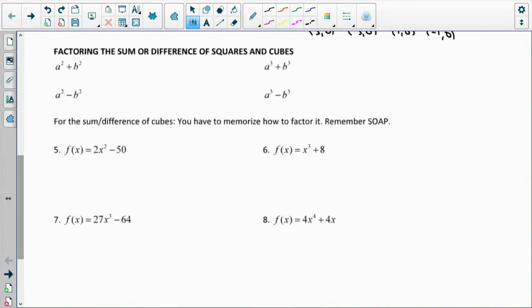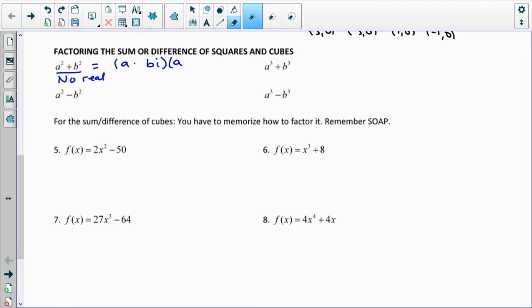Factoring the sum or difference of squares and cubes. A squared plus b squared has no real solutions. So there are no real solutions to these problems. There are no real x-intercepts, but we do remember that even though there are no real ones, we could factor this, as in the last chapter, as a plus or minus bi, a plus bi, a minus bi.